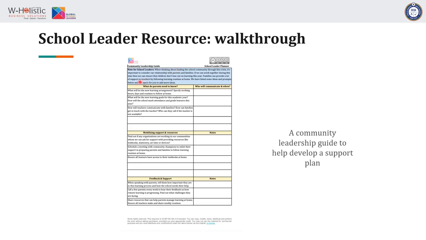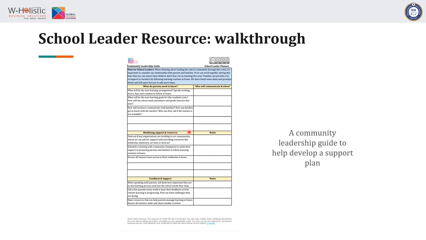All right, so what do parents need to know? Who will communicate it and when? The timeliness of communication is very important, so don't overlook it, please don't. All right, and then so what is the new learning arrangements? What are the days, hours, routines to follow at home? It must be clearly stated. Don't assume that they're going to understand. They will only understand because they see it. And then we've put some other elements on the checklist for you. Feel free to add more.